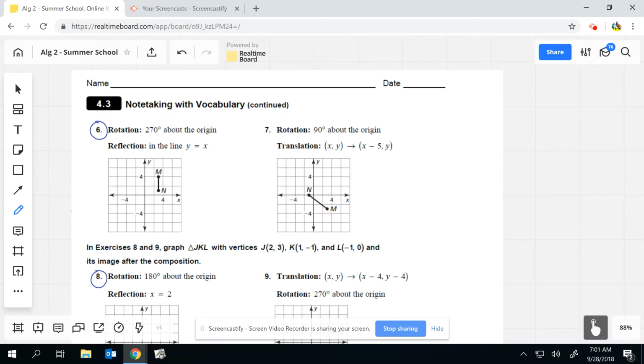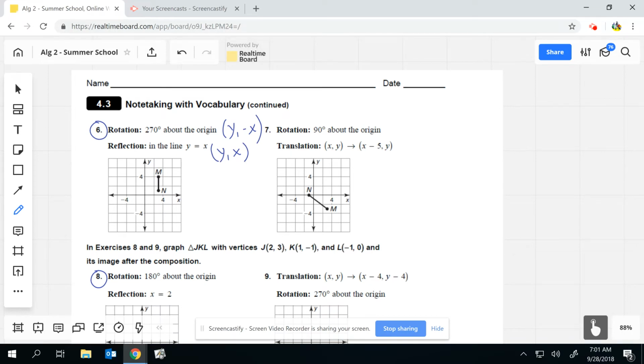The rule for 270, go back and look at that page. It's always a good idea to have that page handy. 270 is negative y, x. So you're going to change xy to y, negative x. You're going to keep the y number and bring it to the front, and you're going to change the x to a negative, or to its opposite. And then to reflect it in the line y equals x, you just flip it around to yx.